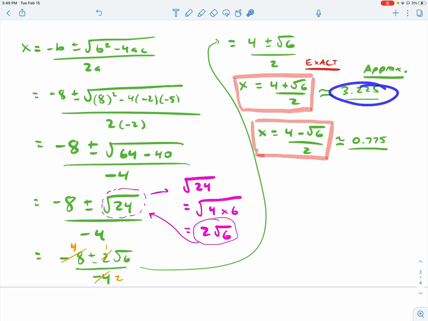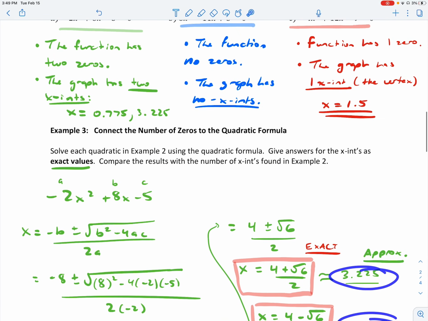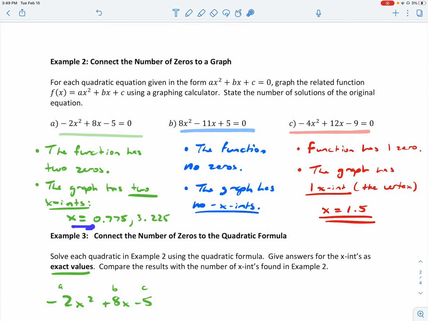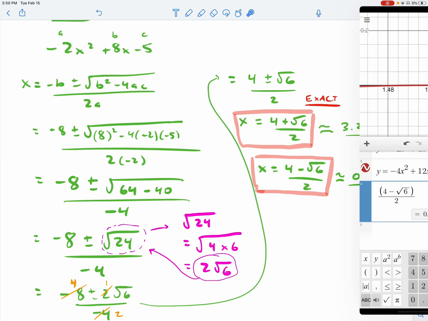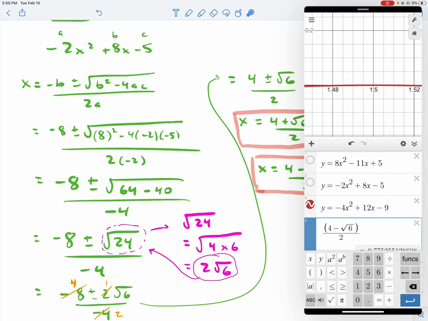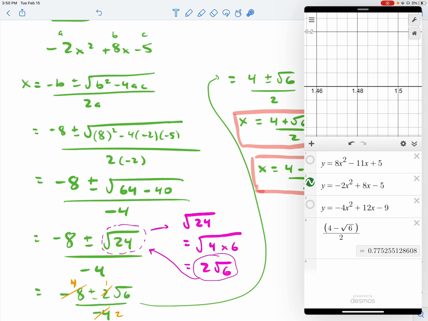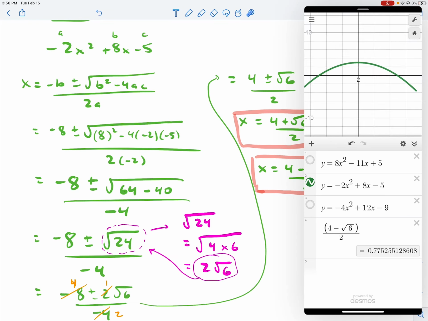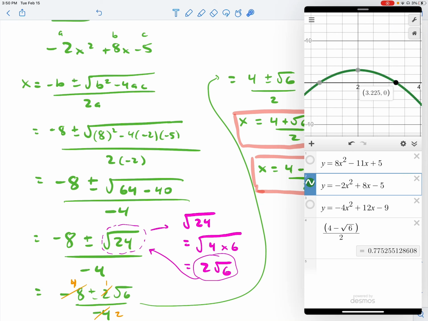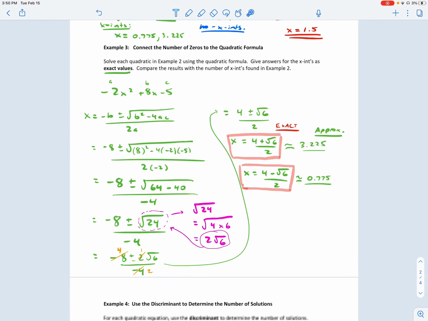All right, let's compare these to what we got before in example 2. Notice those x-intercepts look a little bit familiar. I still have it on Desmos. If we go back, I can turn on that graph, and we can see those right there. So they're the same solutions that we got by solving with the quadratic formula. I'm just going to compress this, and then we'll start the next one.